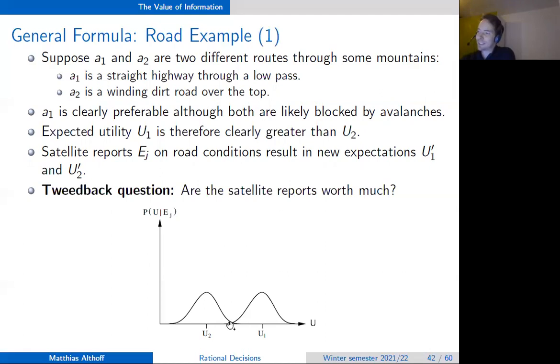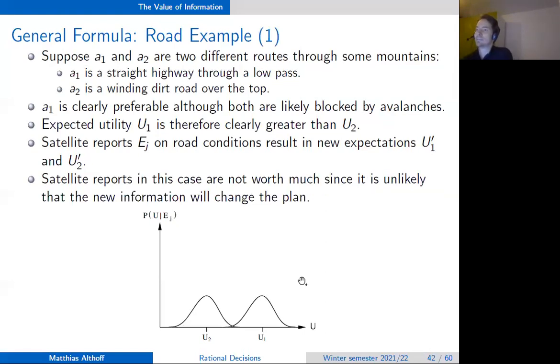I mean, you see there's just this small overlap, and the probability that U1 is less than U2 is really slim. So no matter what the answer is, whether there's an avalanche on the route in U2 or U1, in 99.9 cases, it's anyways better to choose U1. So this information is rather worthless. So it's not a high value.